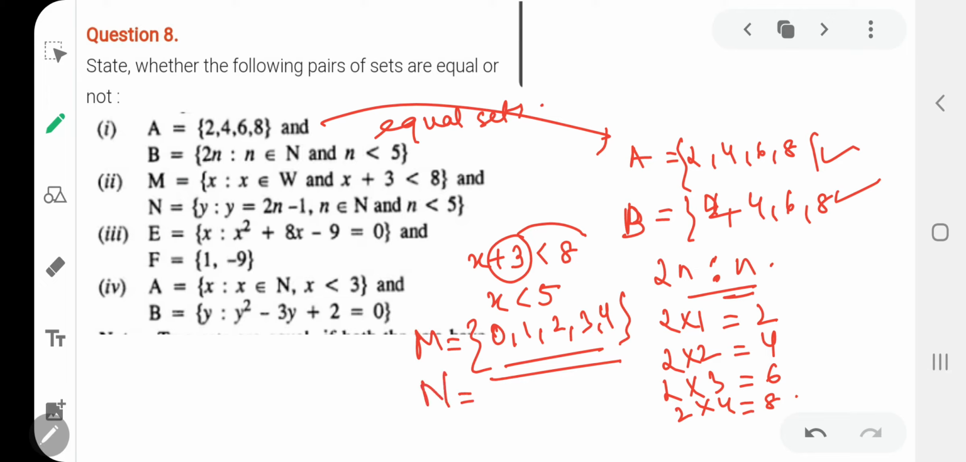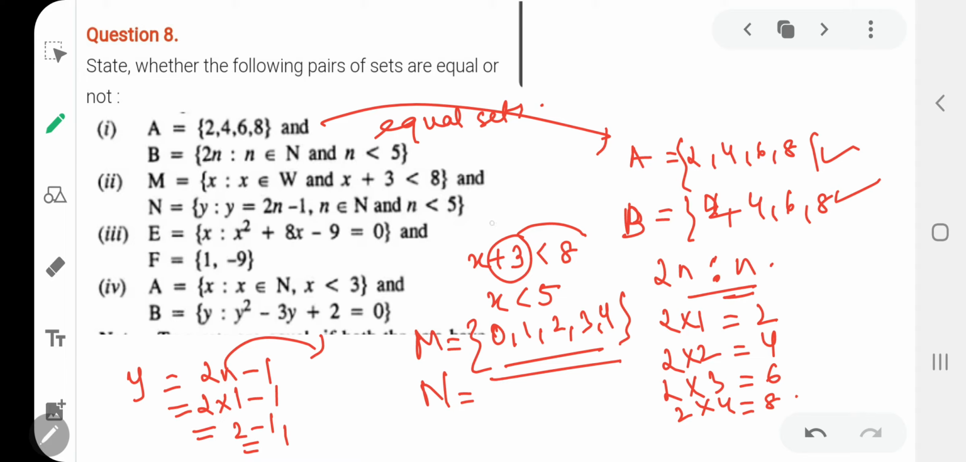What about N? N is a set of y where y is equal to 2n minus 1 and n is less than 5. n belongs to natural numbers. Natural numbers means you will start from 1 and solve this equation. 2 minus 1, that is 1. Similarly, you will put the n values 2, 3, 4, 5.